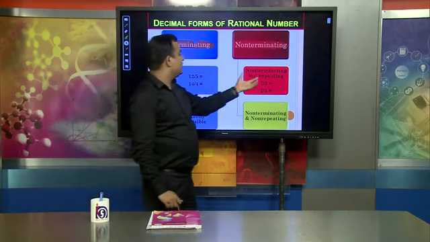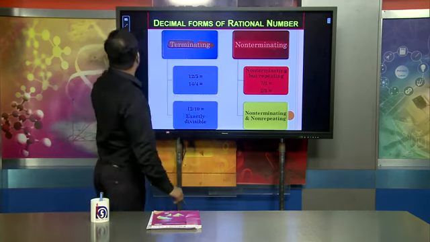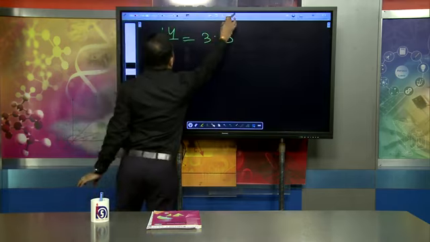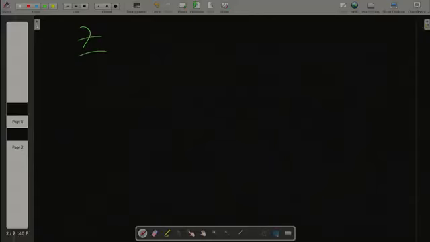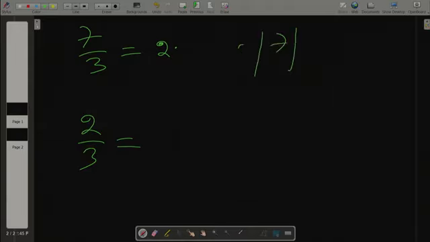How? Non-terminating but repeating: 7 by 3, 2 by 3. Suppose I have taken 7 by 3. What will be the value? Very simply, I can say 7 divided by 3. You will get 3 into 2, 6, and again you will get 10.